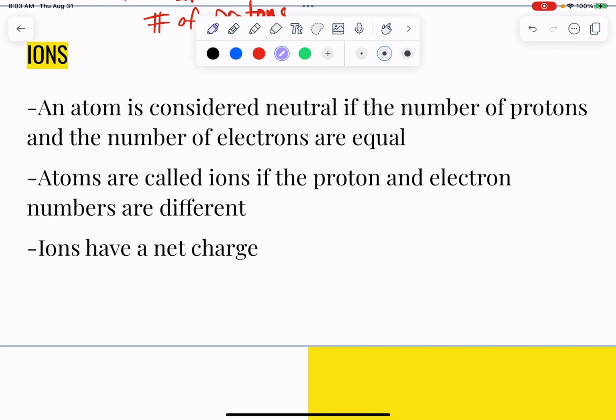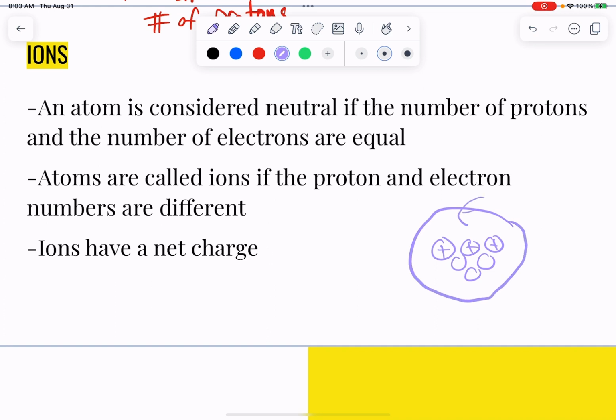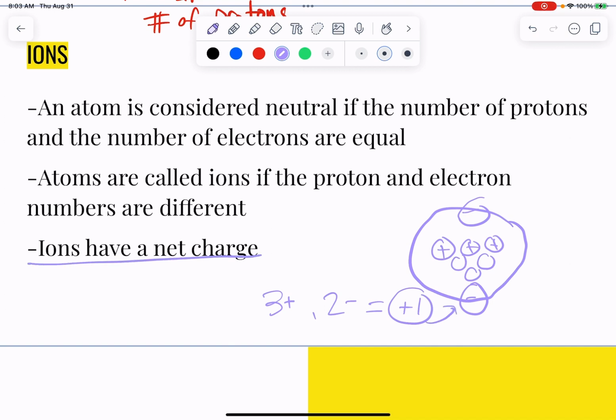Okay, so let's say I have an atom with 3 protons and only 2 electrons. So important thing here is now I have 3 positive charge and 2 negative charge, which overall is going to result in a positive 1 charge on this ion here. Okay, so ions are atoms with a charge.